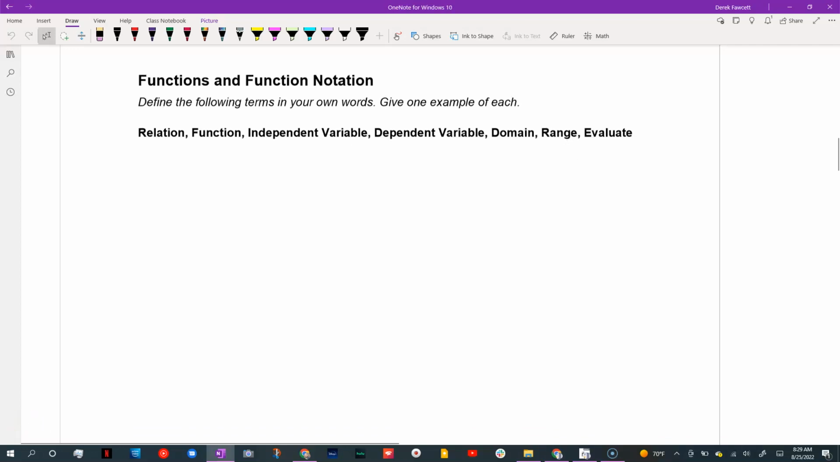So looking at the definitions, all of these definitions you should already know up to this point. So go ahead and take a minute and just think about what these definitions mean and try to write your own definitions of them. So we have relation, function, independent and dependent variable, then domain, range, and then the term evaluate. Go ahead and write your own definitions, pause the video, and then come back.